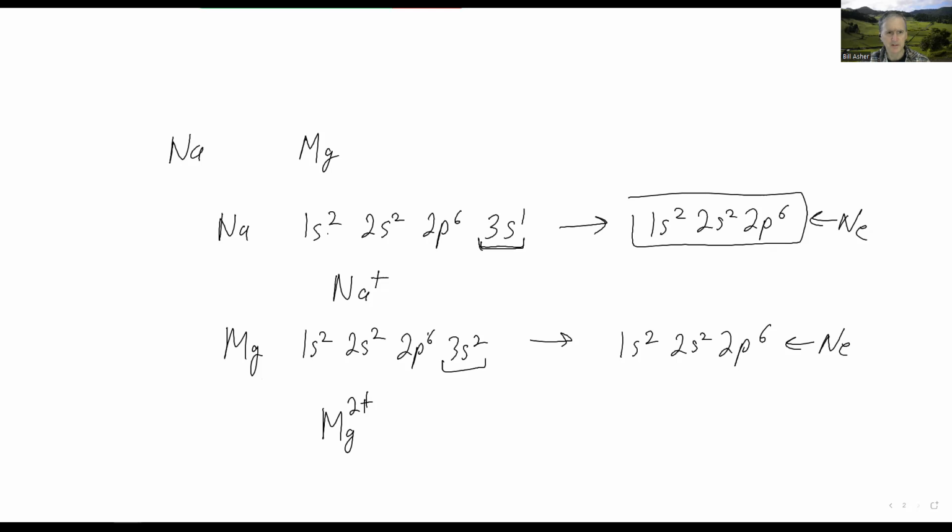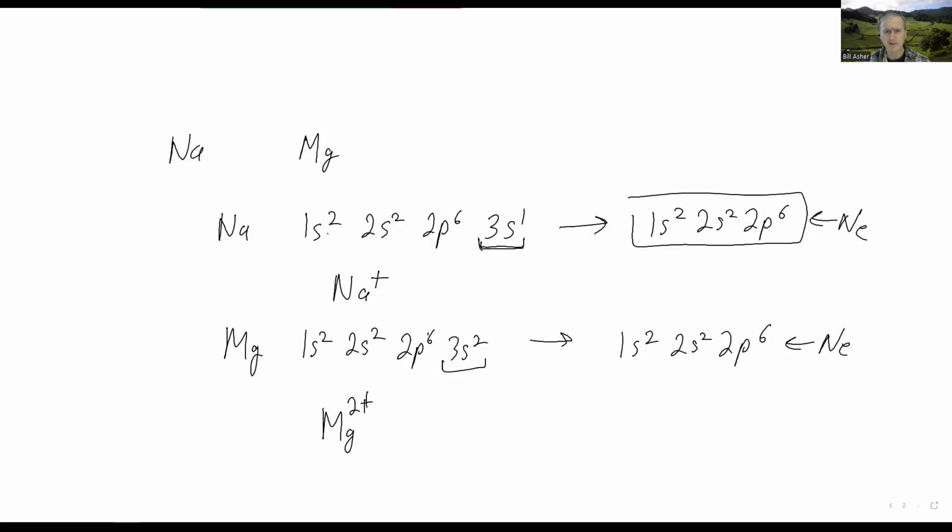This is naming ions. Okay, one more. I think it was here. Oh, come on, where was it? We'll come back to polyatomic ions in just a second. Yeah, here we go.